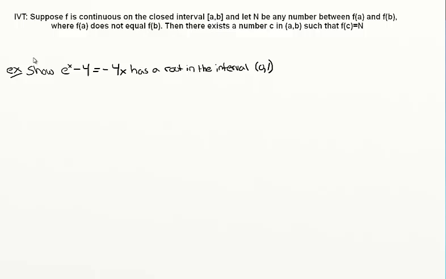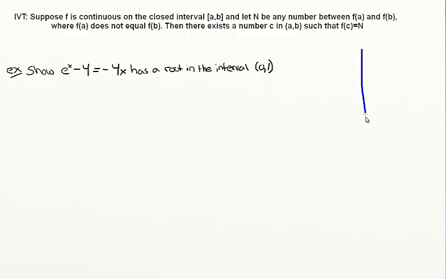Today we are going to be discussing the intermediate value theorem, and more specifically an application of the intermediate value theorem where we can find that a given equation has a root in an interval. So we're going to look first at this definition, and I'm going to read it to you and we'll see what this is saying. So suppose f is continuous on the closed interval ab.